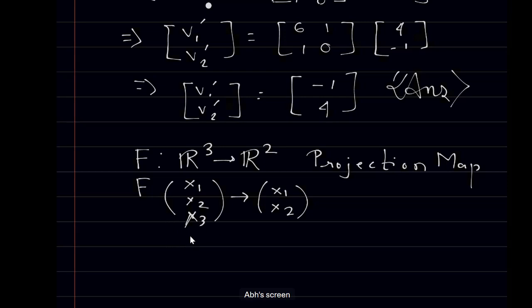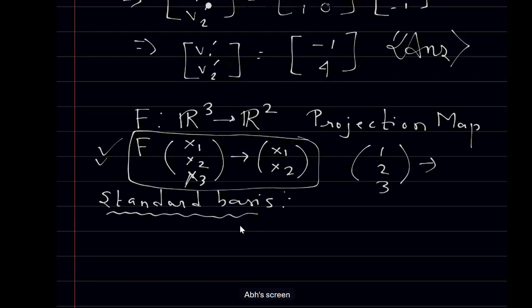Now the map is here. It is written what the map is going to be. The map is going to be like this. Yes, I already defined the map here. So if you have any element (1, 2, 3) in R3, then when you map it, you get (1, 2). I already told you how the map is going to act.